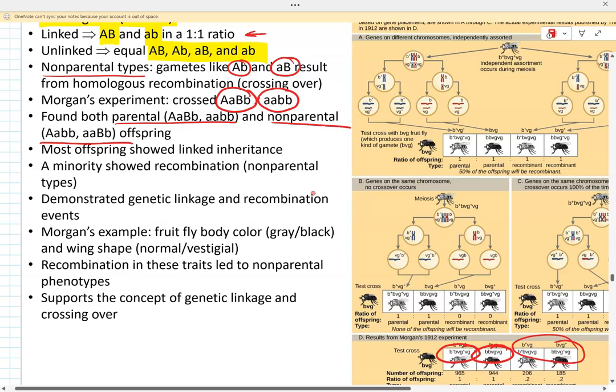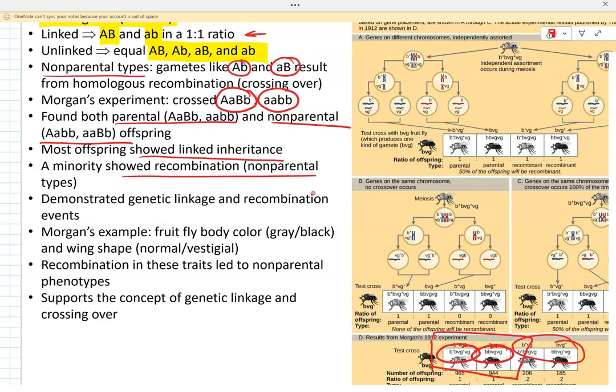So what does that mean? It means that most offspring, shown here, showed linked inheritance. Some offspring showed the recombination, the non-parental genotypes. So it demonstrated, first of all, genetic linkage. Second, that genetic linkage can be disrupted via the recombination events.